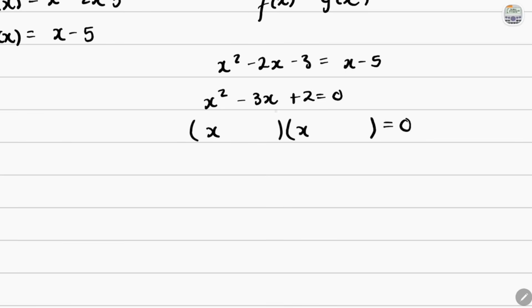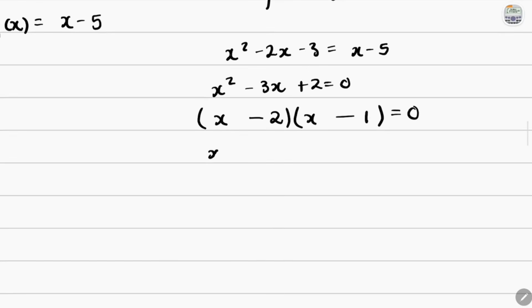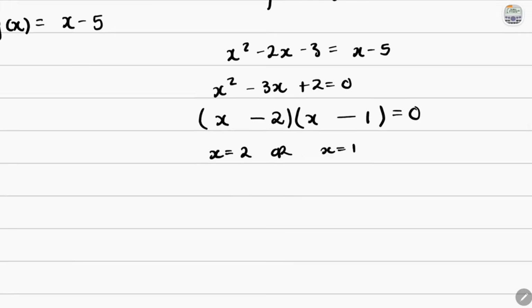X multiplied by x gives us x squared. Factors of 2 that can give us 3, okay, it's positive 2. And you need to achieve a negative 3 in the middle. So make it negative 2 times negative 1. That's what gives you positive 2, but negative 2 minus 1 is negative 3. So therefore, x is equal to positive 2 or x equals positive 1.